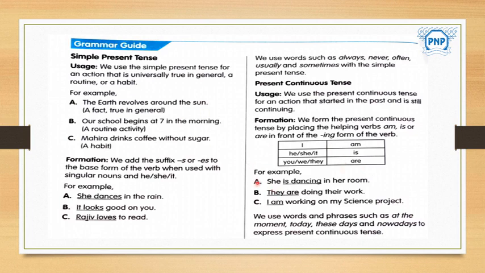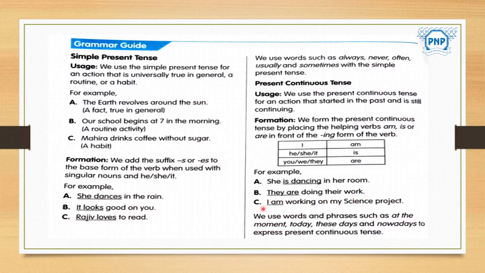Let's see with the help of some examples where to use is. She is dancing in her room. Suppose we are using here, he is dancing in his room, or it is dancing in his room, like that it can be. So with he, she, and it, we are supposed to use is. Next, when a plural form is there, we are supposed to use are. They are doing their work.